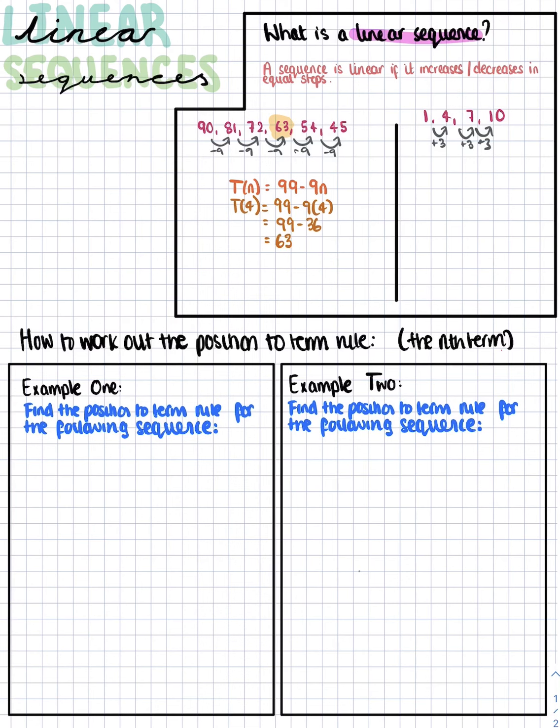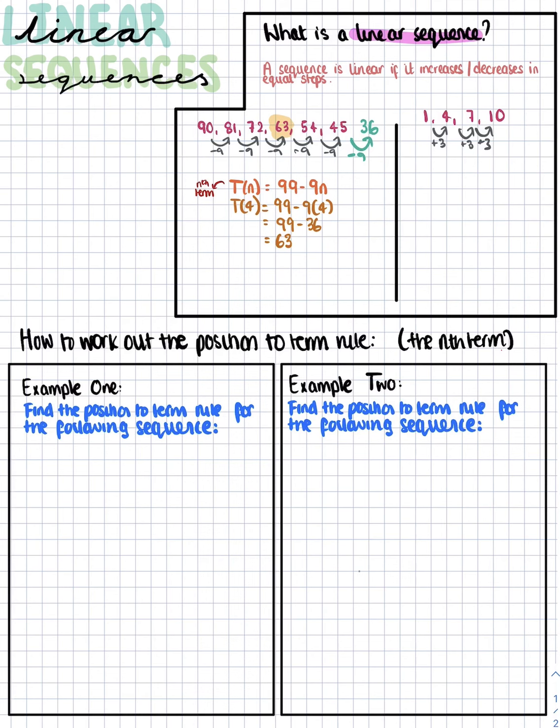which will give me 63, which I know is my answer. It is important to note that the n represents the position of the term in the sequence, so we call this general rule the nth term. But why is this useful? Well, if I wanted to work out the seventh term, I could just subtract 9 from 45, and I'll get 36, which is really easy.